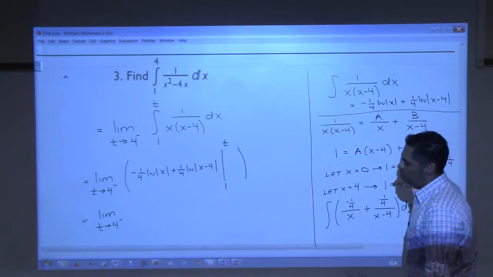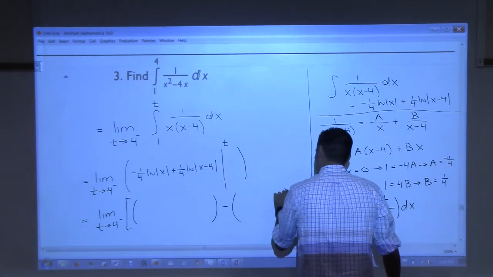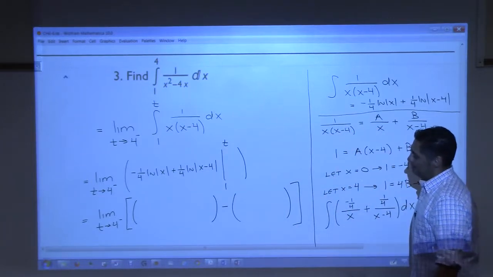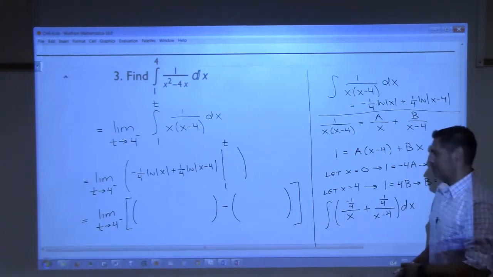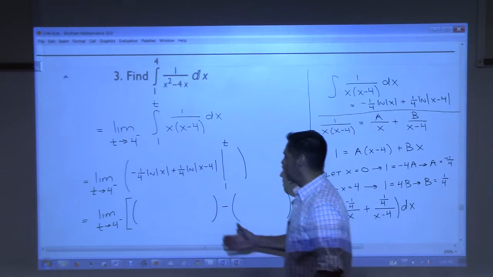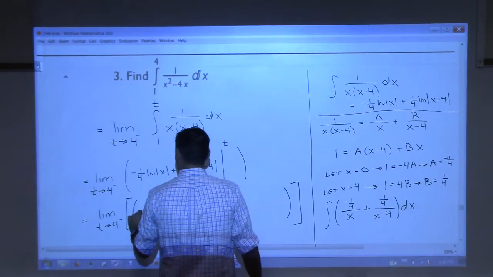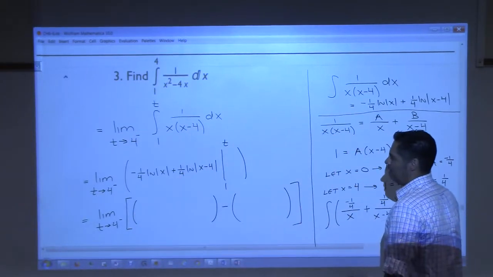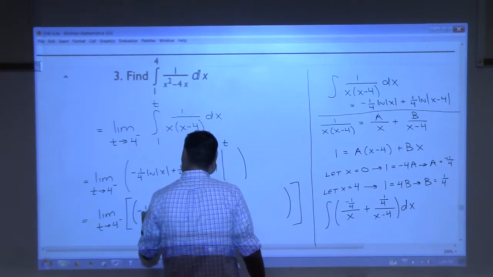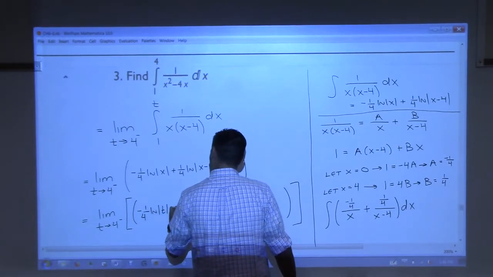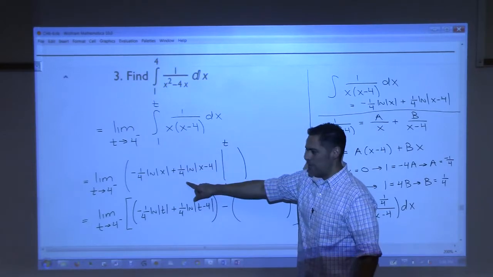All right, so I have two things now, right? I've got to plug in something here and something here. This might look pretty ugly when we're done. Let's see. I'm tempted to use properties of logs and put these together, but I'm not going to. I'm just going to let them stay the way they are. I mean, I could do that, but nah, it's going to cause more problems. Negative 1/4 natural log of t plus 1/4 natural log of t minus 4. That's what happens when I plug t in for x, right?